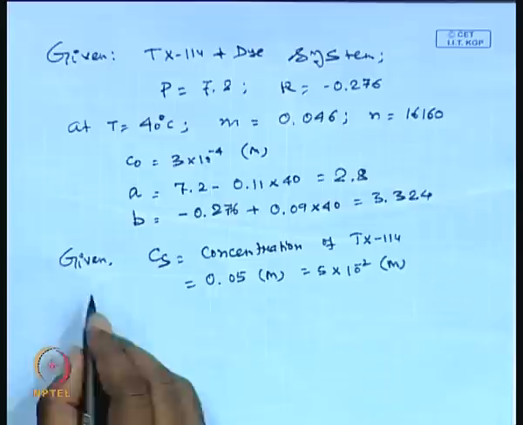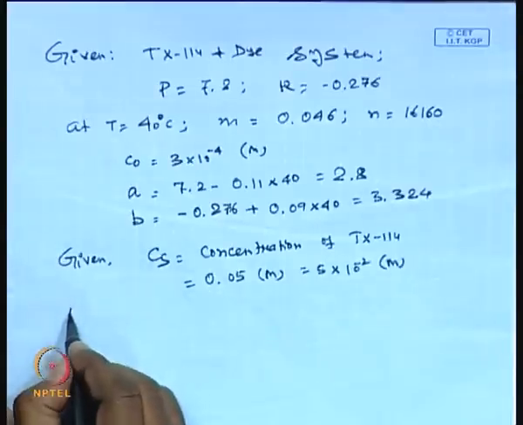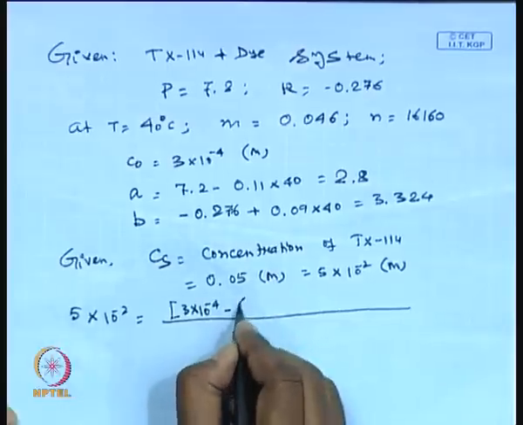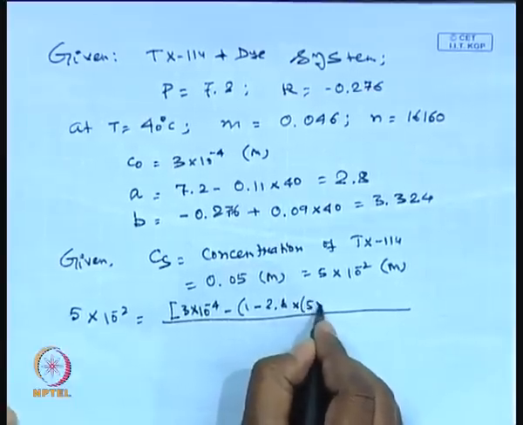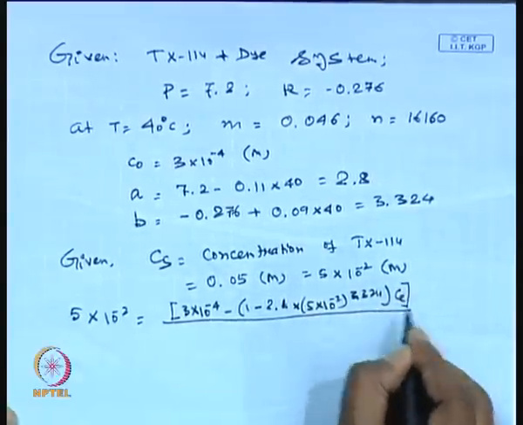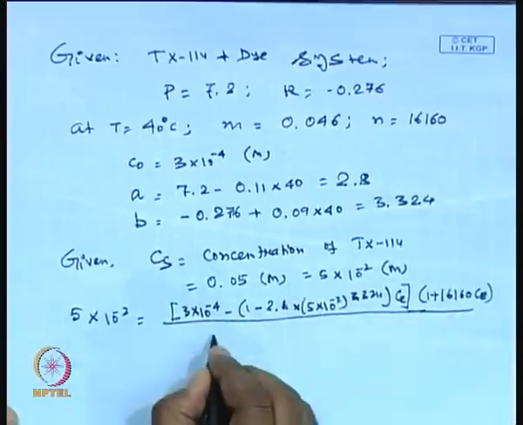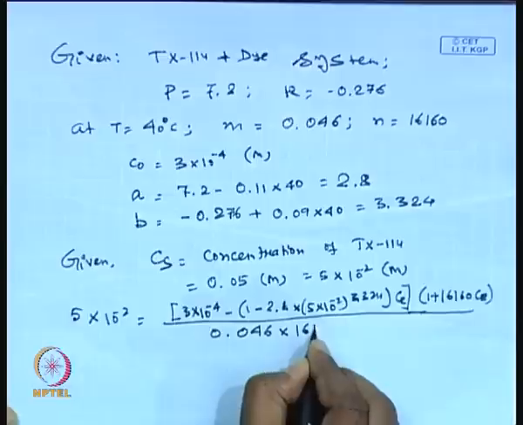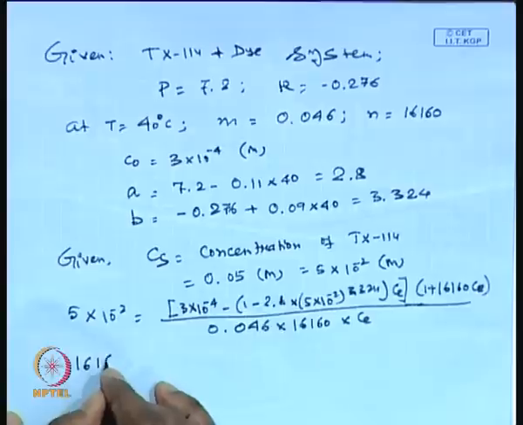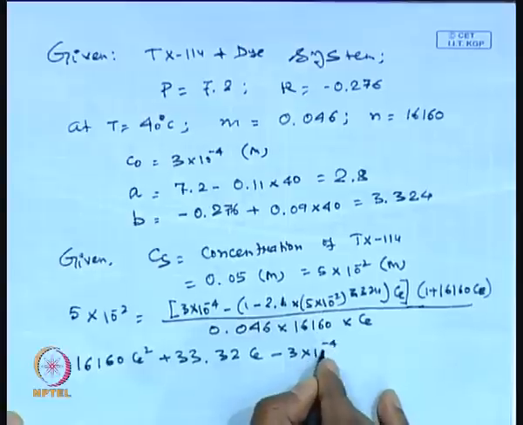So, put this value into the design equation. What you will be getting is 5 into 10 to the power minus 2 is equal to 3 into 10 to the power minus 4 minus 1 minus 2.8 into 5 into 10 to the power minus 2 raised to the power 3.324, bracket end, multiplied by CE, third bracket closes, 1 plus 16160 CE, divided by 0.046 into 16160 into CE. Just simplify this set of equations, it turns out to be 16160 CE square plus 33.32 CE minus 3 into 10 to the power minus 4 is equal to 0.